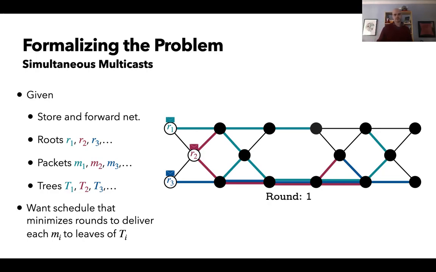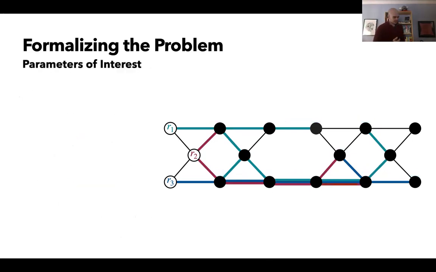Let me just illustrate what a schedule might look like. In round 1, nodes exchange packets. Notice that, again, we have at most one packet crossing an edge, and this red packet was duplicated where the red tree branched. Nodes keep exchanging packets, and they keep getting passed along edges until at the end of the day, every leaf of each tree has the packet of its corresponding root. Okay, so that's the simultaneous multicast problem.